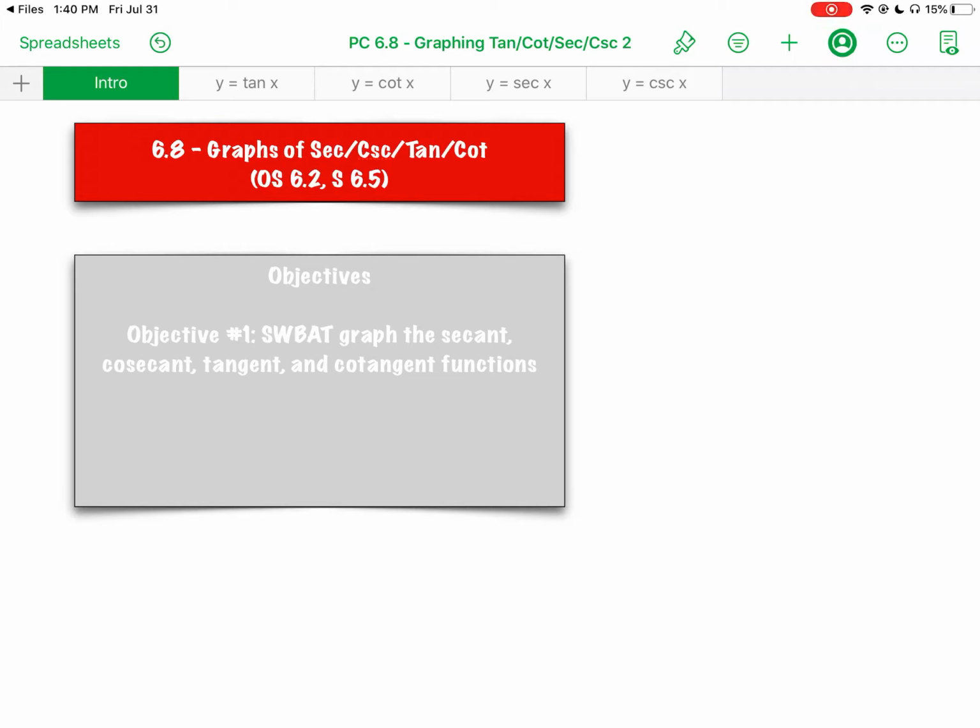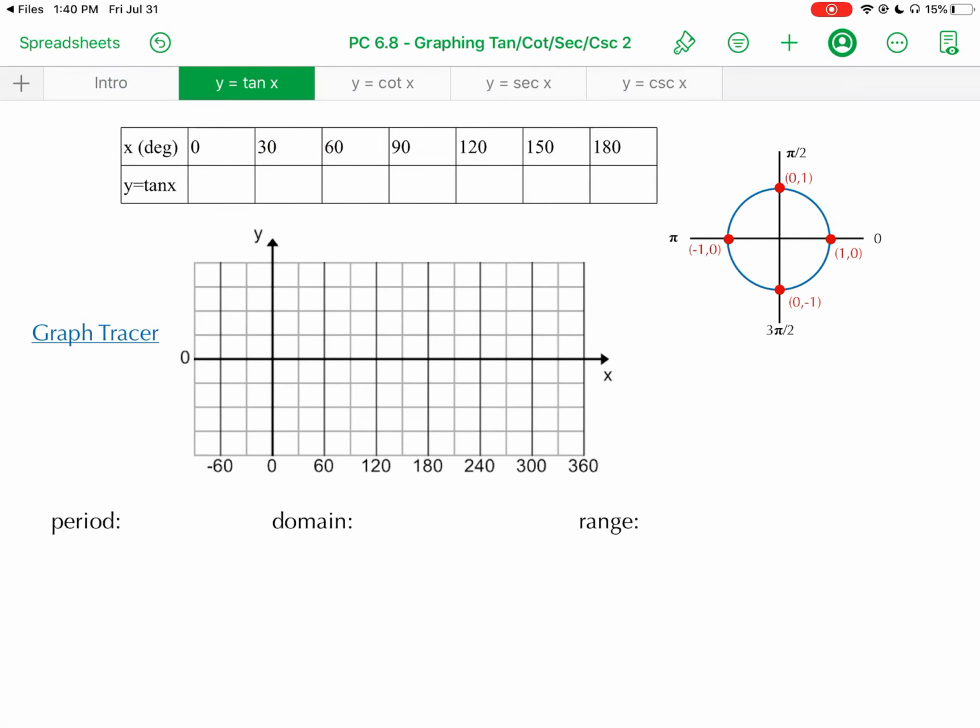What's up, everyone? This is a video lesson for section 6.8. In this video, we're going to be looking at parent graphs for secant, cosecant, tangent, and cotangent functions. So let's start with the tangent function. To graph this, we're simply going to make a table of values.